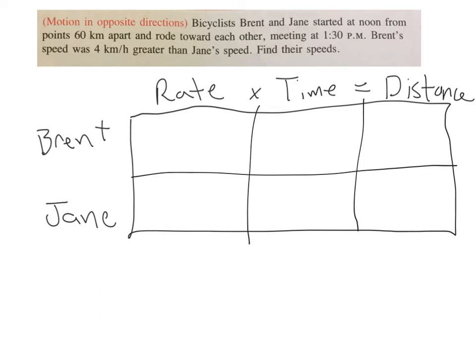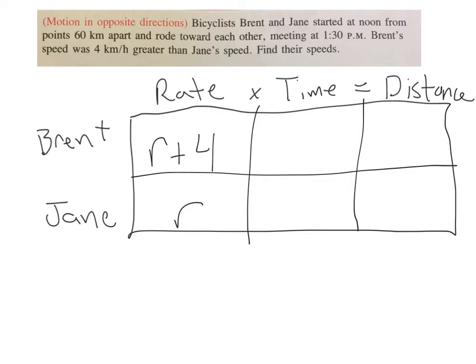So now we want to figure out how we fill these things in. Well, just like with our previous problems, there are some things we don't know. And we can tell right at the end, what are we looking for? We're looking to find their speeds. So that means we don't know their speeds. So we can set their speeds as our variables. Let's say that Jane's speed is r. Well, if that's true, and Brent is going 4 kilometers faster than Jane, then Brent's speed is Jane's speed plus 4.